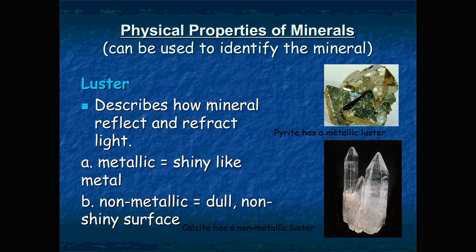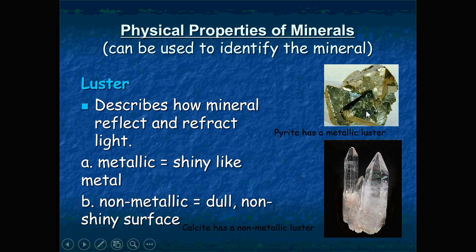Another physical property is luster. Luster describes how a mineral reflects or refracts light. There are two ways to determine that. One is metallic, which means that they shine like metals. The other one is non-metallic, that means they don't have any shiny appearance. They look dull and they don't have any shiny surface.